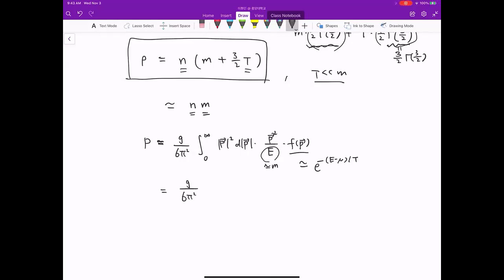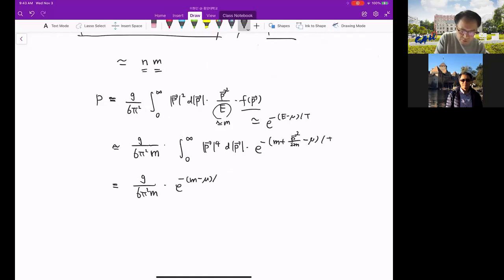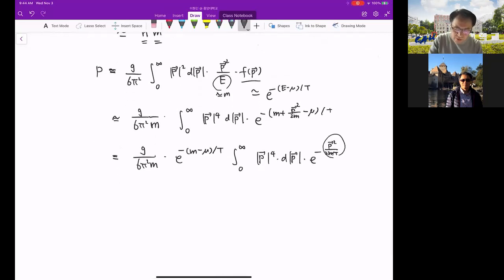And this energy also approximated to momentum rest mass plus kinetic energy, this one. So this is the approximation. And the n of minus mu e to the minus n minus mu over t. And then p square over 2mt. So again, we are changing our variables.